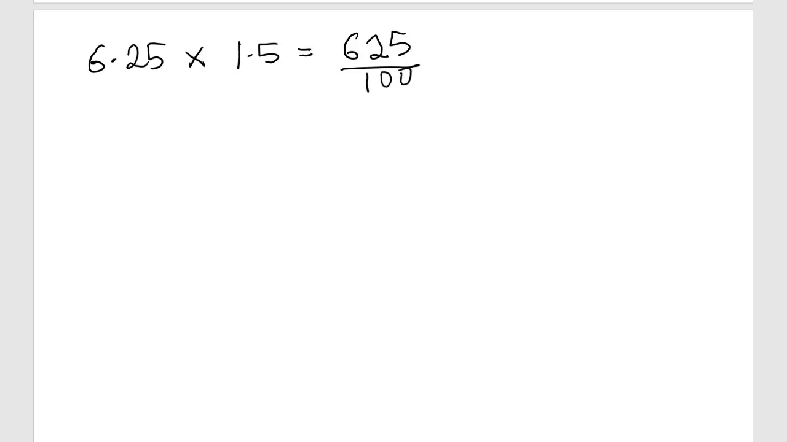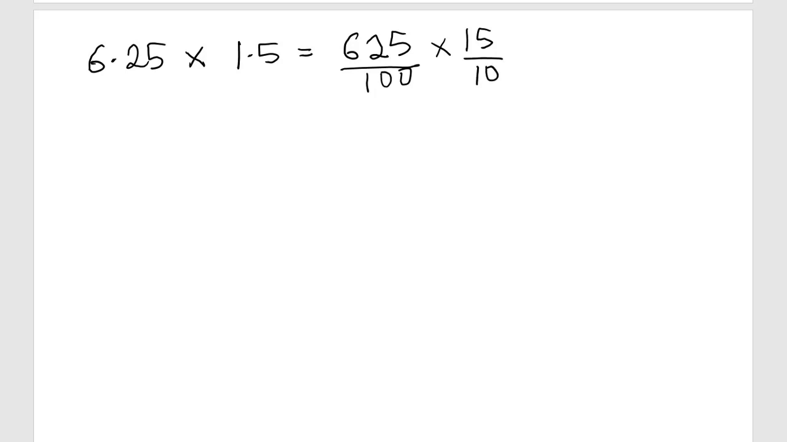When you have a number like this, let's say 6.25 times 1.5. Okay, this is a decimal point, this is a decimal point. This is similar to writing 625 over 100 times 15 over 10.